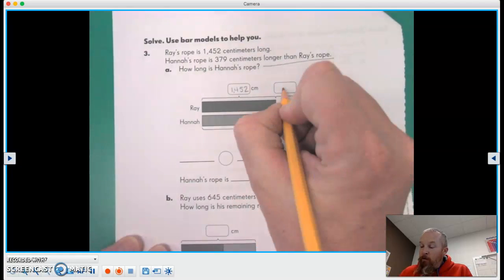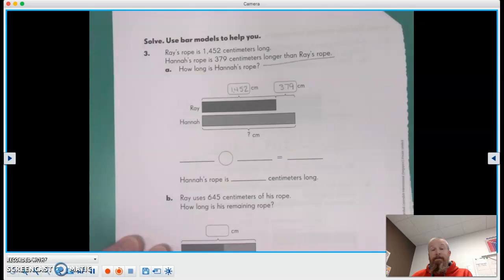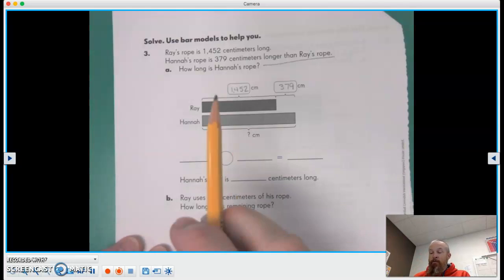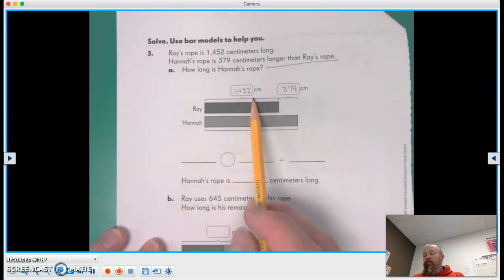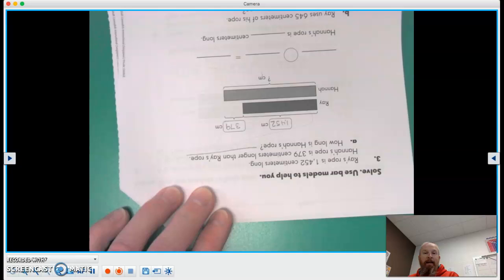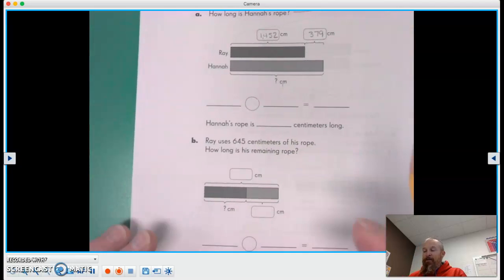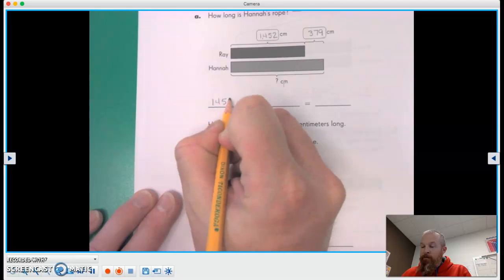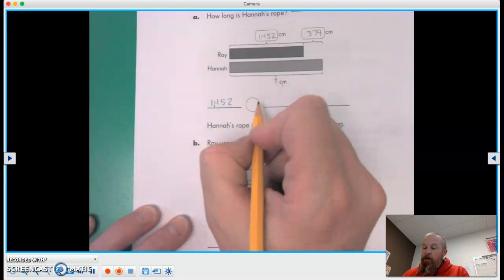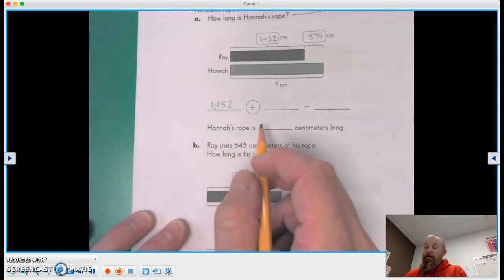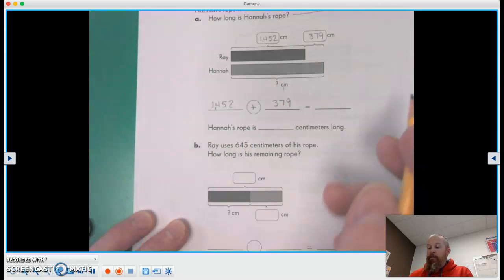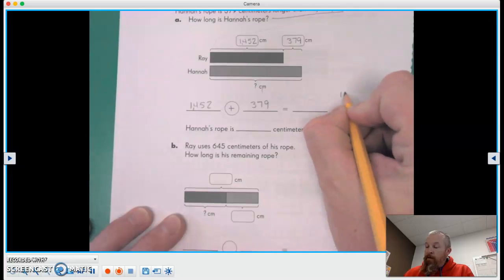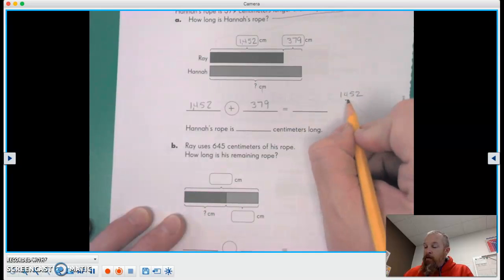So, we have both parts, right? We have the length of Ray's. We have how much longer Hannah's is. We need to combine them, part, whole. Again, it's almost like we flipped it upside down, our triangle, right? So now we're going to take the 1,452 centimeters of Ray's rope. We're going to combine it with how much longer Hannah's rope is, 379, and that will give us the length of Hannah's rope. So we have 1,452 and 379.